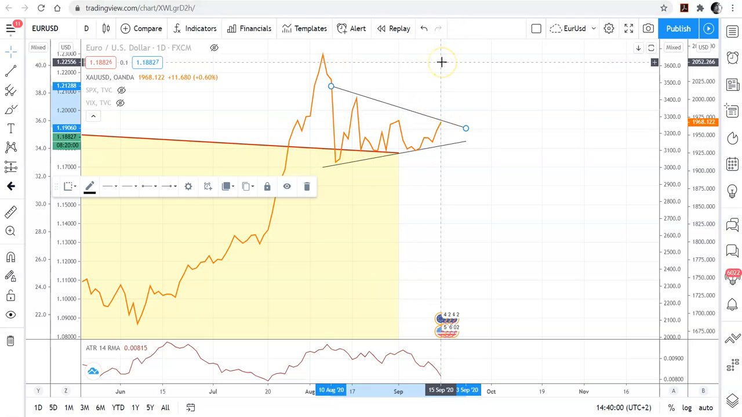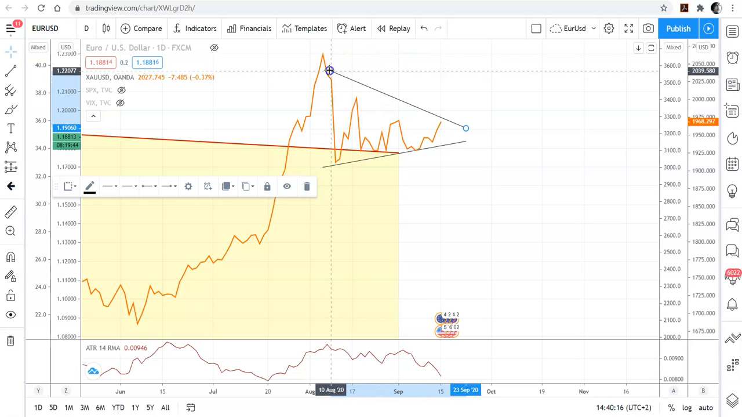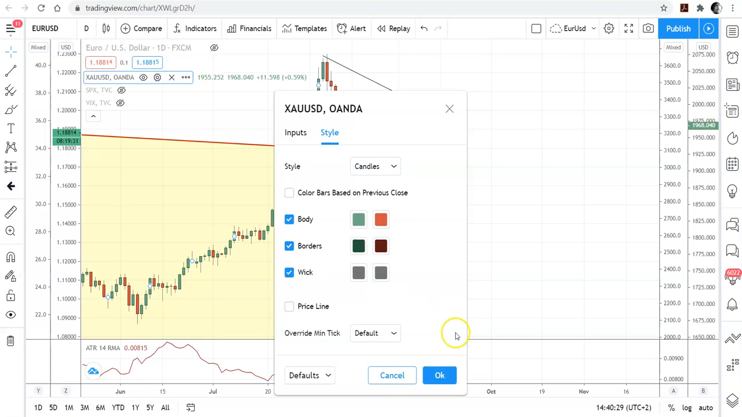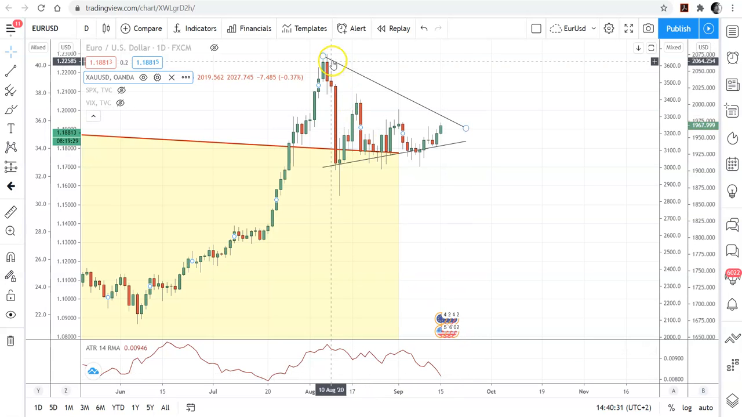So you aim for, in terms of gold, sorry, 2047. We're at 1968. So you basically you'd be aiming for these stops, or if you took that from here, but that's not quite correct. Let's have a look at the candle side of things. If I looked at this as candles, for example, we might get a bit more detail. Okay, that's the wicks there.